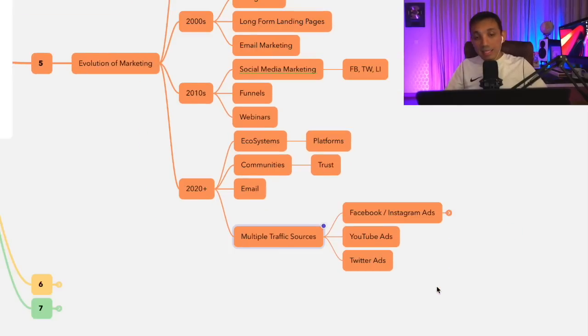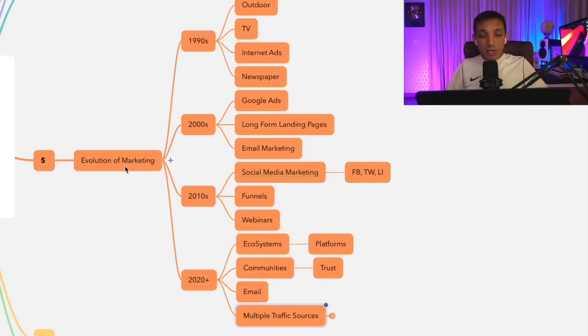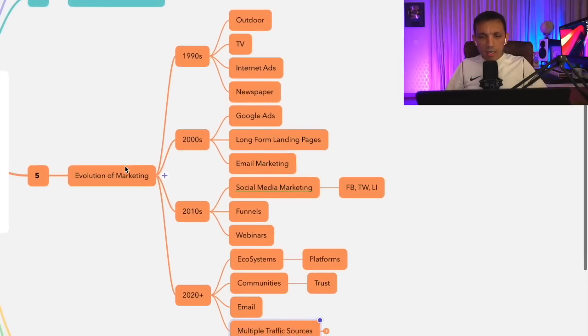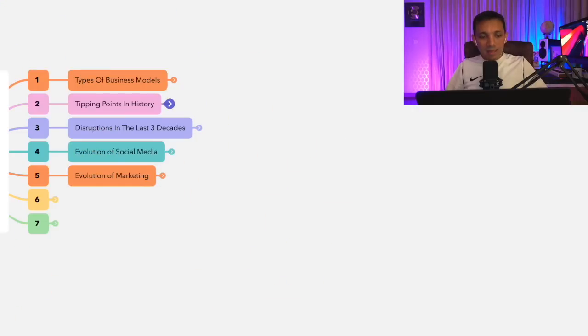So you need to understand that marketing in 2022 and beyond is about having multiple traffic sources. Facebook ads, Instagram ads, YouTube ads, Twitter ads, and I'm also talking about having custom audiences and customer audiences loaded into your platforms, to market with more precision rather than trying to be generic. So this is the evolution of marketing, as you can see over here, of what has happened in the last maybe 20 years.